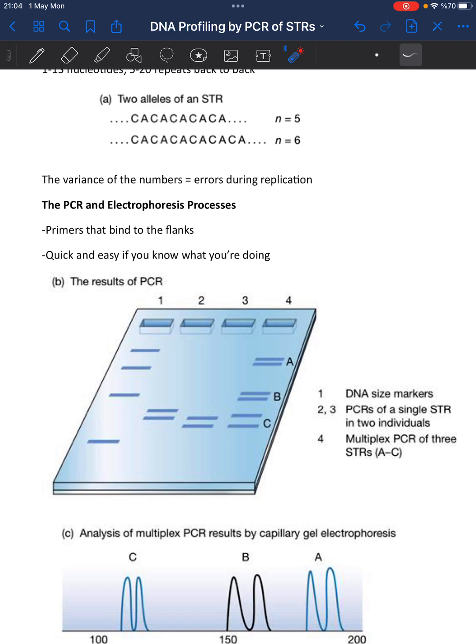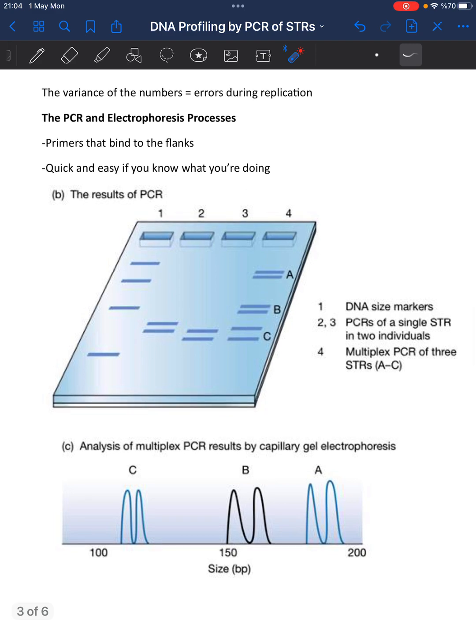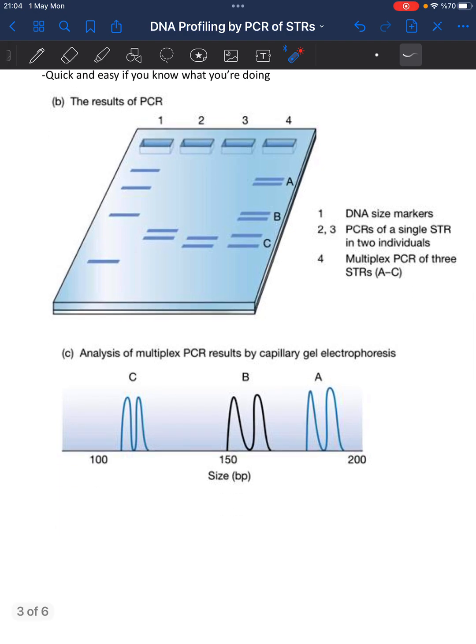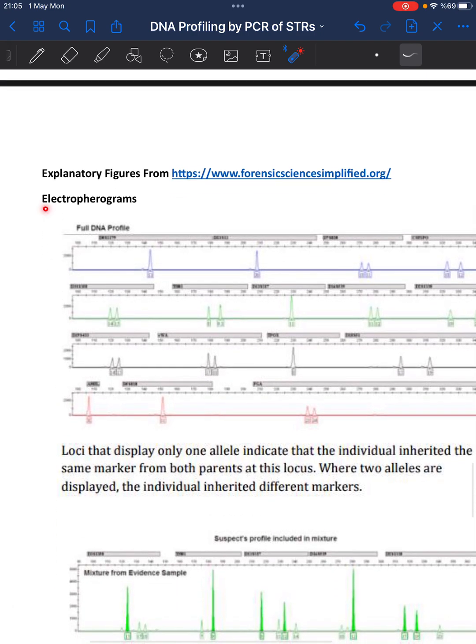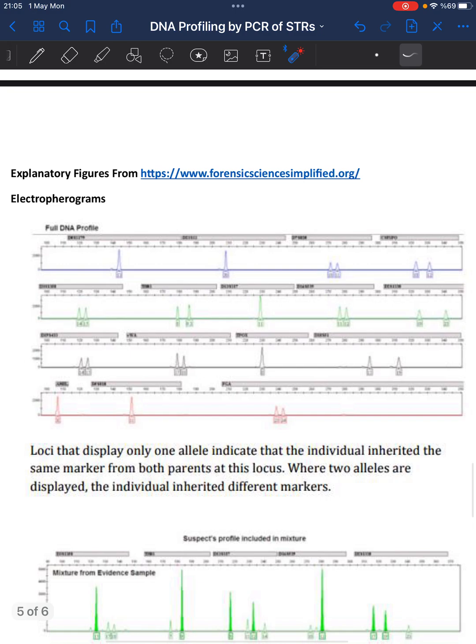And then to do the analysis, you don't have to run it through a gel electrophoresis. You can do a capillary gel electrophoresis, which results in this picture actually. Like in A, you see it is the biggest one, and it is mostly the last one that passes through the capillary. And this picture actually is known as an electropherogram.